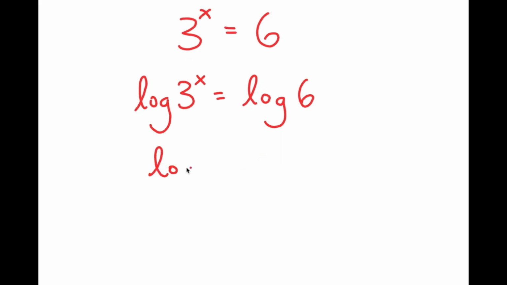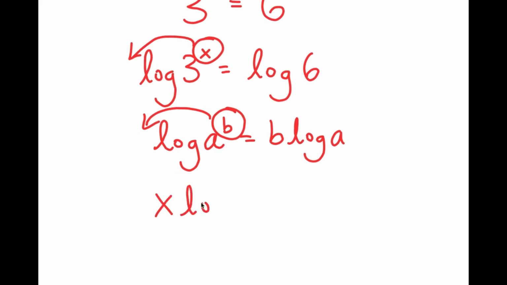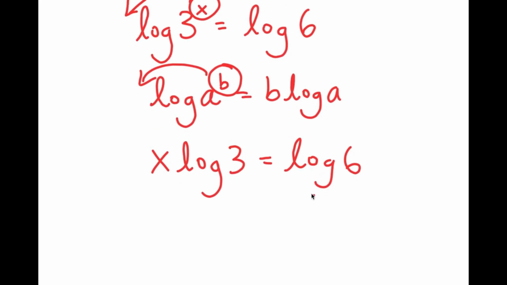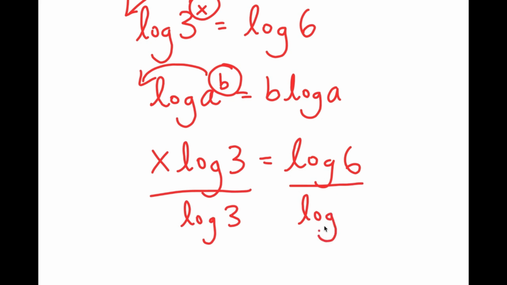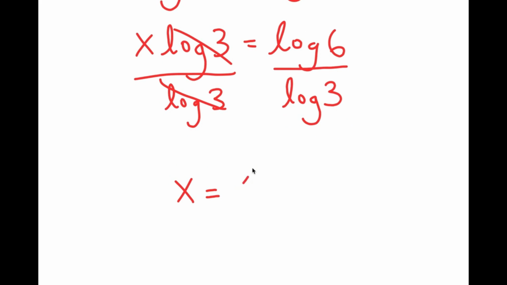And if I have something in the form log a to the power of b, I can move this exponent b to the front, so this turns into b times log a. In this case, I have log 3 to the power of x, so I can move x to the front. So this turns into x times log 3 is equal to log 6. Now from here, I can divide both sides by log 3. So then these two cancel out, and I get x is equal to log 6 over log 3.